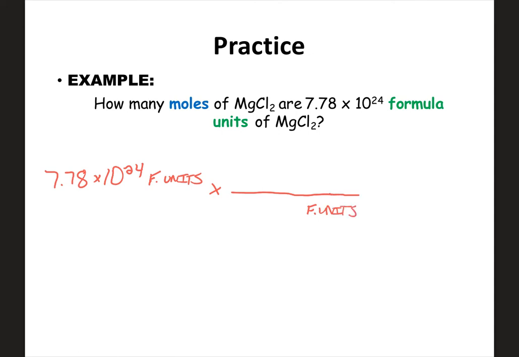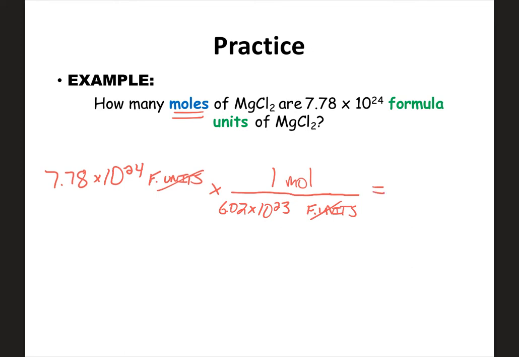So we're trying to get to moles. So we ask ourselves, do we know a conversion from formula units directly to moles? And the answer is yes. We know that there's 6.02 times 10 to the 23rd formula units for every 1 mole. Formula units on top, formula units on the bottom, they cancel. So now you're in moles. That's what we want. So we're done here.